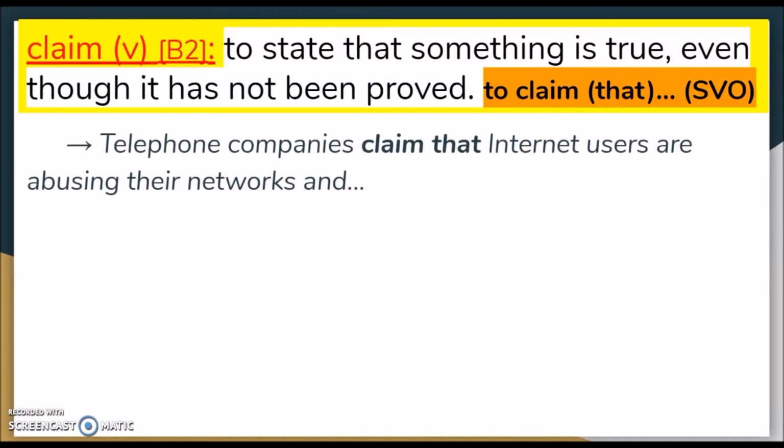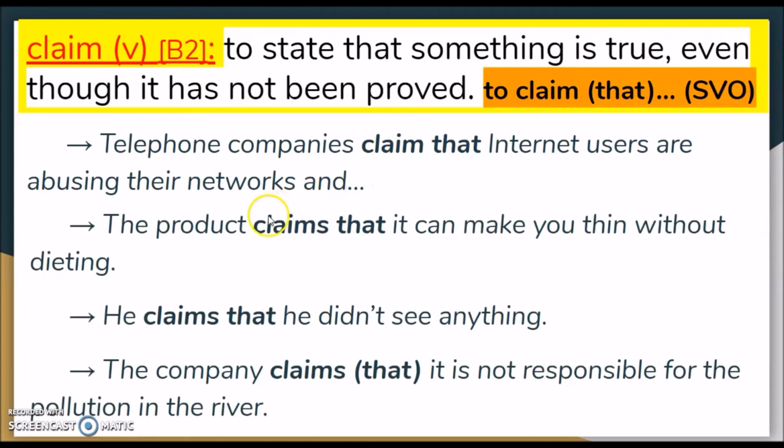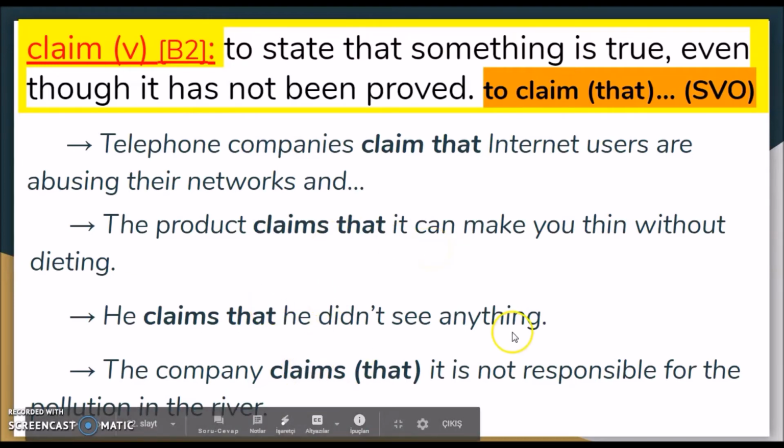Okay, telephone companies claim that internet users are abusing their networks. So the companies state that, and they believe that is true, but it hasn't been proved yet. Or the product claims that it can make you thin without dieting. So it's a kind of statement here, and they say that it's true, but it hasn't been proved. So you can't know that. Okay, so you can have a look at the others.